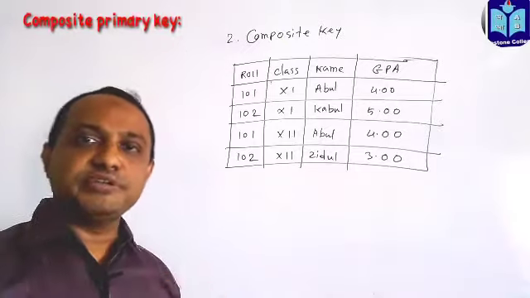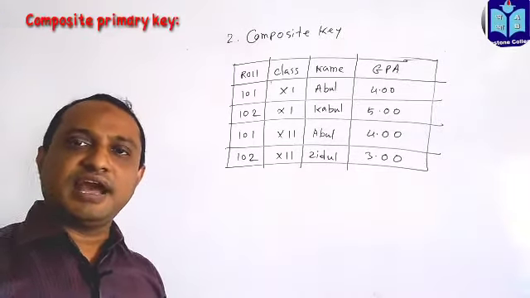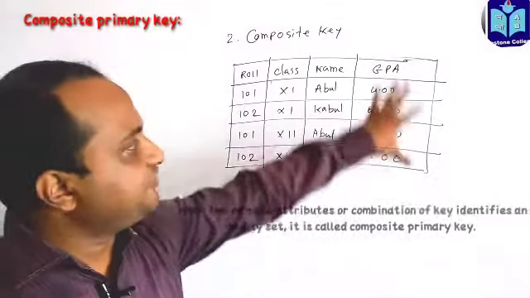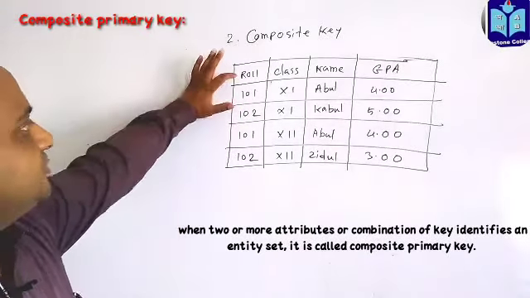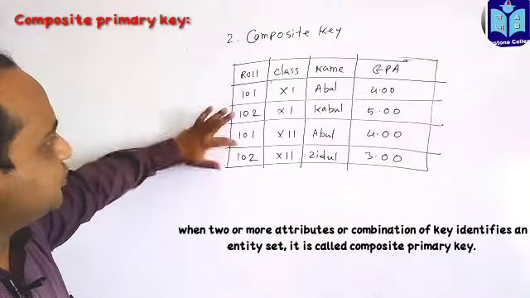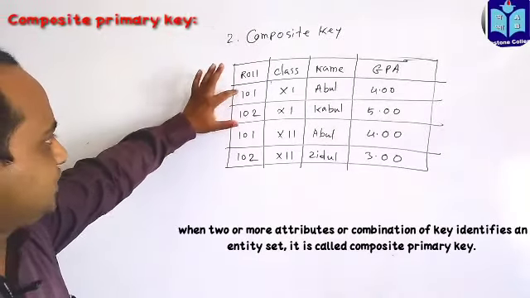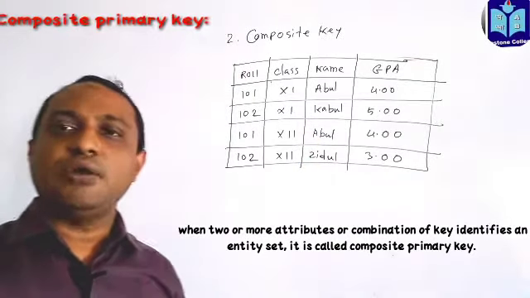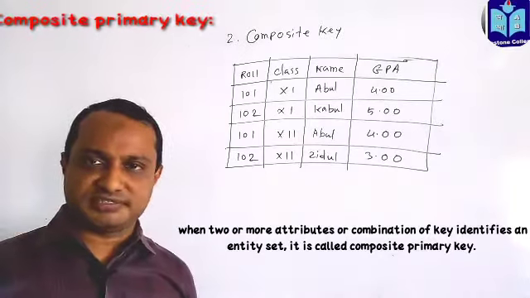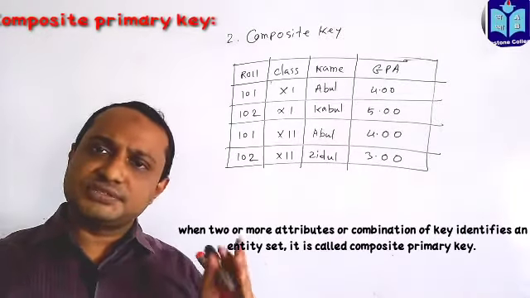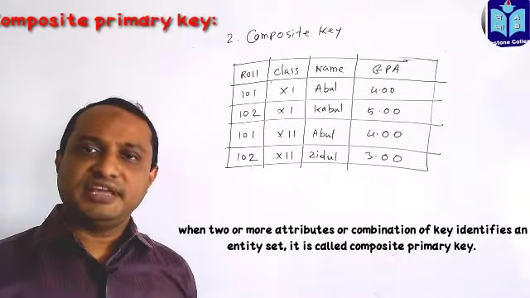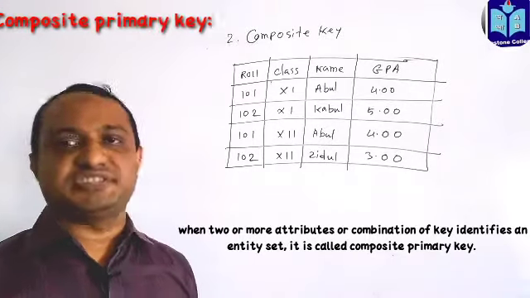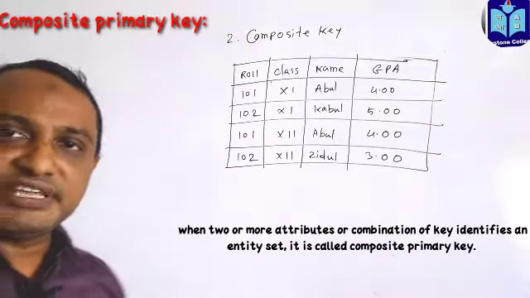But there is no unique field here. I cannot identify a student by using any field from here, because you see the roll appears two times, same roll, same class, same name, same GPA. So how can I identify a specific student? That means if there is no field to find a specific student or specific row, then I will use a composite key. What is a composite key?